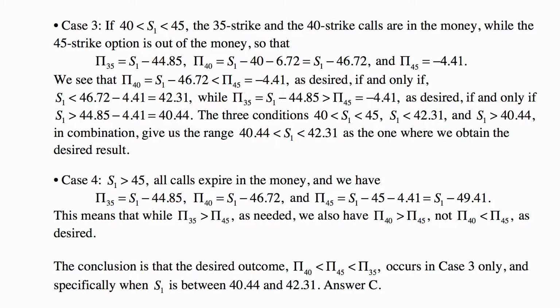So the conclusion is that the desired outcome, pi 40 less than pi 45 less than pi 35, occurs in case 3 only, and specifically when S1 is between 40.44 and 42.31, which is answer C.